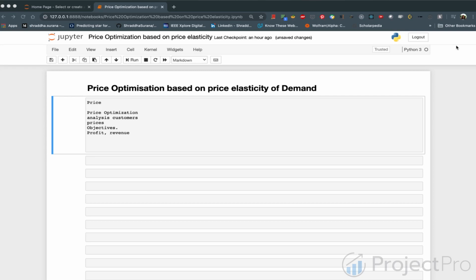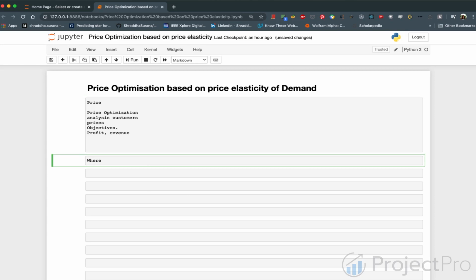So price optimization basically utilizes data to predict the behavior of potential buyers to different prices of a product or service. So the buying patterns, how they relate to the prices of the products.